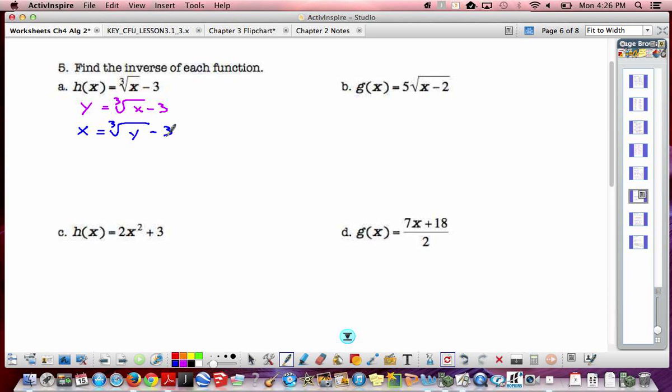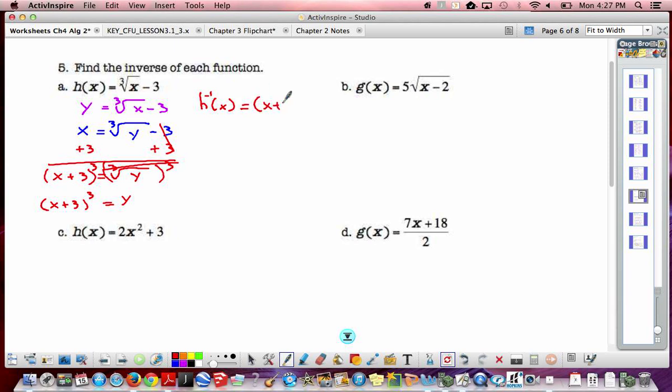And then it's just a matter of solving for the new y. So I'm going to add 3 to both sides. Cross out. So x plus 3 equals the cube root of y. To undo a cube root, we cube both sides. So this one we're raising to the third power. So I'm left with y equals x plus 3 quantity cubed. So h inverse of x is equal to x plus 3 quantity cubed.